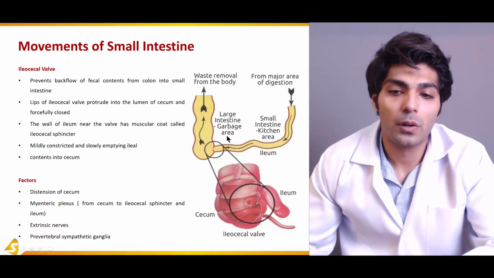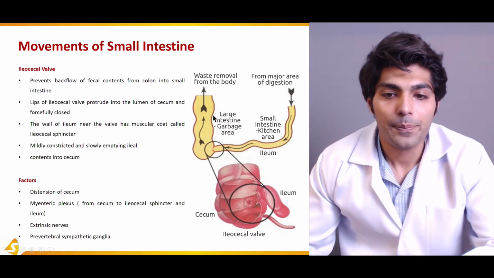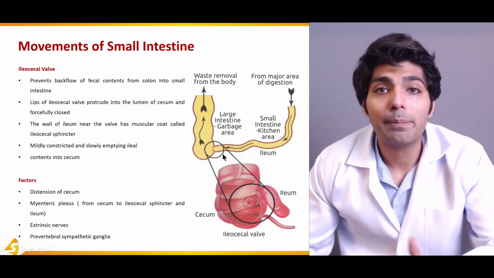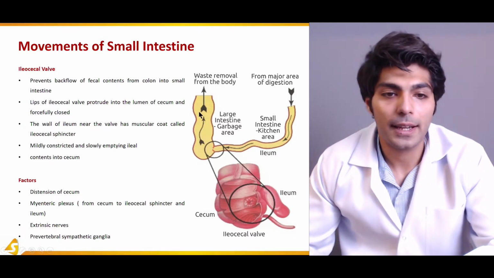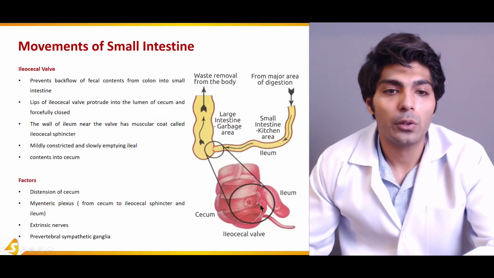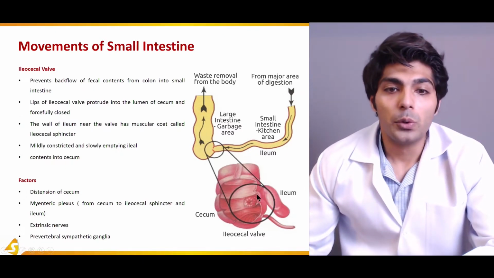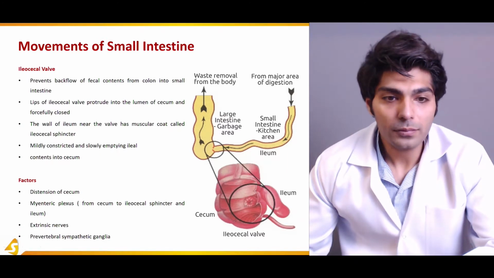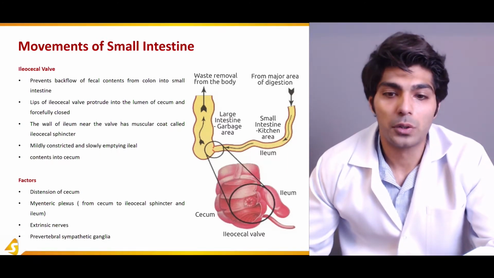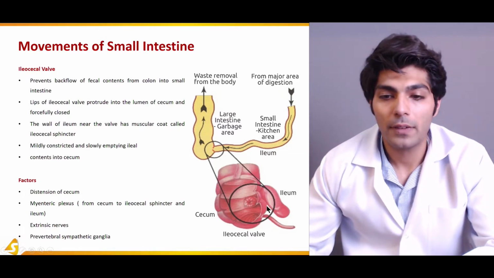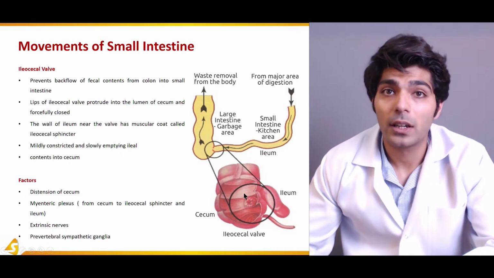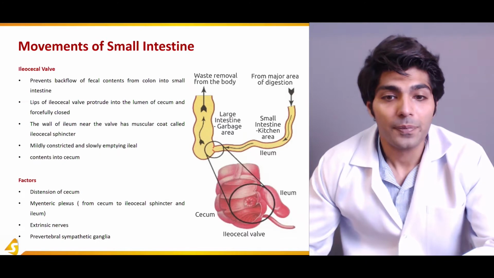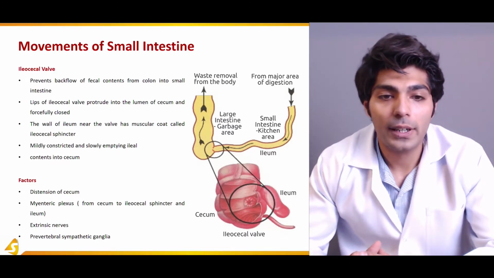The importance of the ileocecal valve is to prevent the backflow of the fecal contents from the colon into the small intestine. The lips of the ileocecal valve protrude into the lumen of the cecum and forcefully close. So the lips of the ileocecal valve are more towards the cecum, which is part of the large intestine, and it remains tonically constricted.